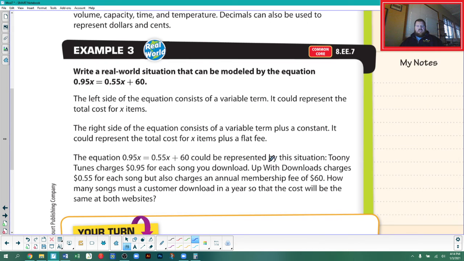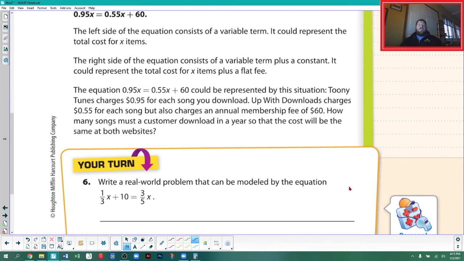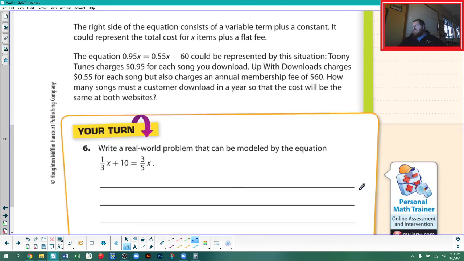And so they use this situation, it says Toonie Tunes charges 95 cents for each song you download. Up with the downloads charges 55 cents per song, and an annual membership fee of $60. How many songs must the customer download in a year so that the cost will be the same at both websites? So it kind of makes sense. And just in the interest of time, I'm going to go ahead and leave that one. You can come up with something.